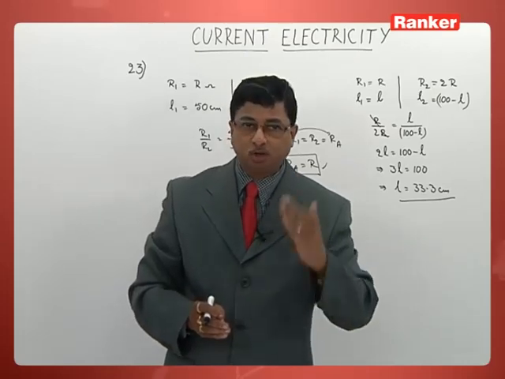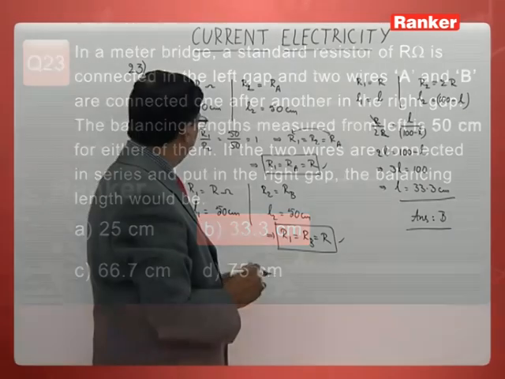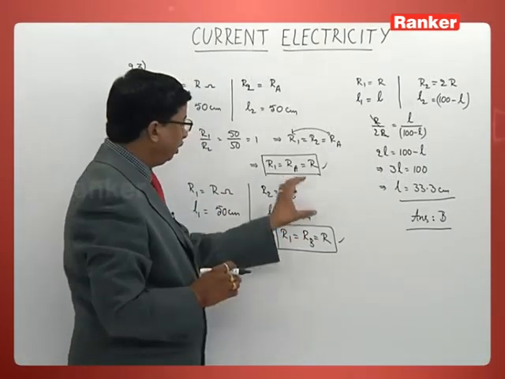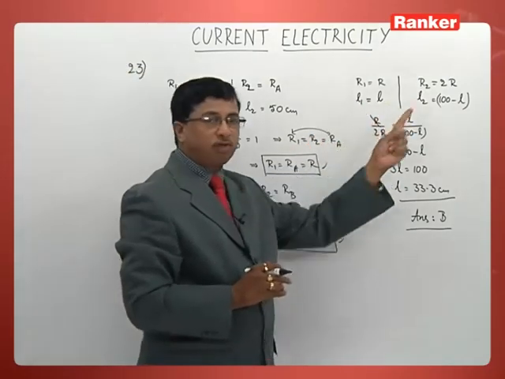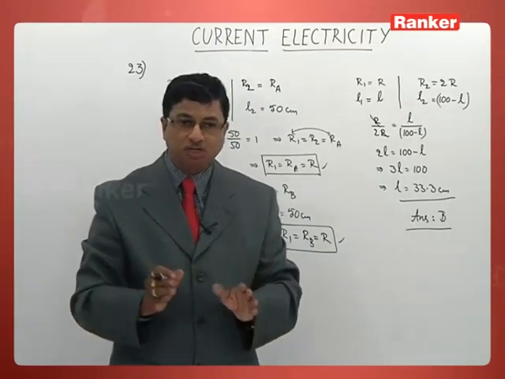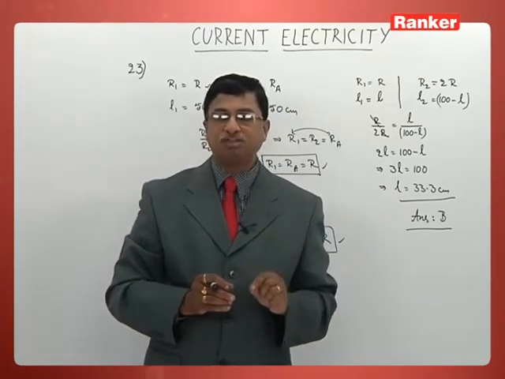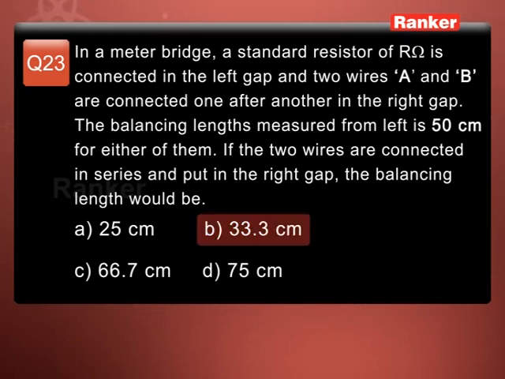Look at all the options once again. I have already told you the correct option. The second option is given as 33.3 centimeter in the problem. Therefore, we can straight away take the answer as B for this particular problem. The only thing you need to understand here is, when they are connected in series, what would be the effective resistance that should be taken towards the right gap of that meter bridge. That is question number 23. The correct option for this one, again I repeat, is 33.3 centimeter, which is the second option, that is B.